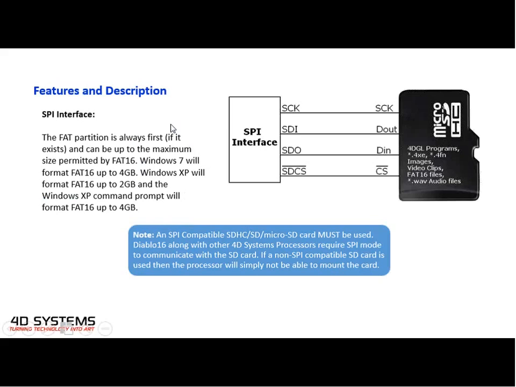So it's also important that the partition is always the first, and it can be up to the maximum size permitted by FAT16. For Windows 7 systems, it will format up to 4 gigabytes. Windows XP will format FAT16 up to 2 gigabytes. But if you are using the command prompt, it can go up to 4 gigabytes.